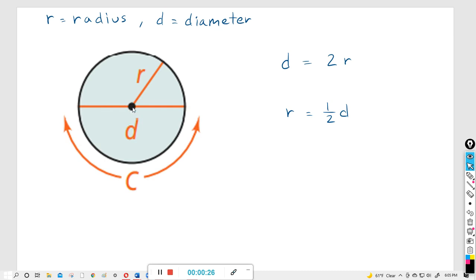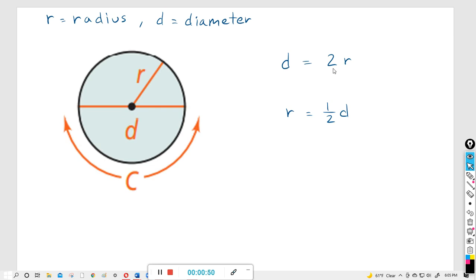And the radius goes from the center of the circle to the circle itself. So this distance right here is R. Since the diameter goes all the way through the center from one side to the other, and the radius just starts at the center and goes to the circle, the diameter is 2 times as long as the radius. So here's the formula for that.